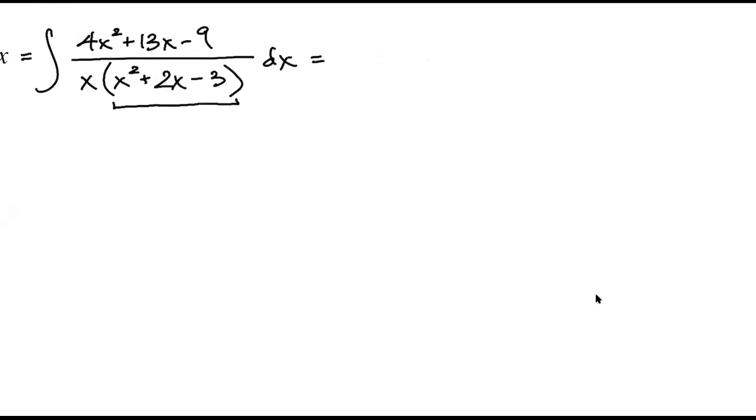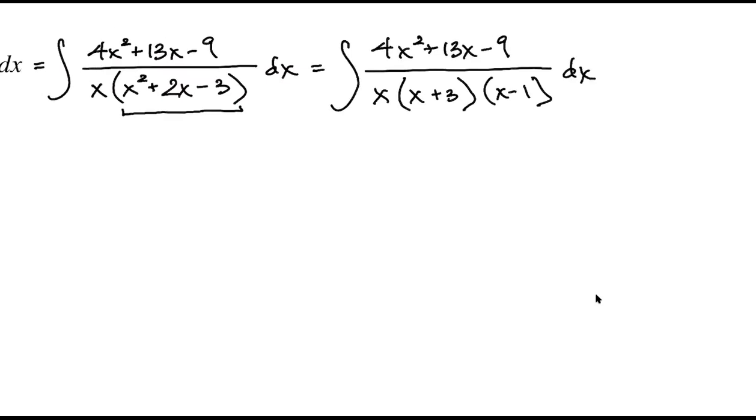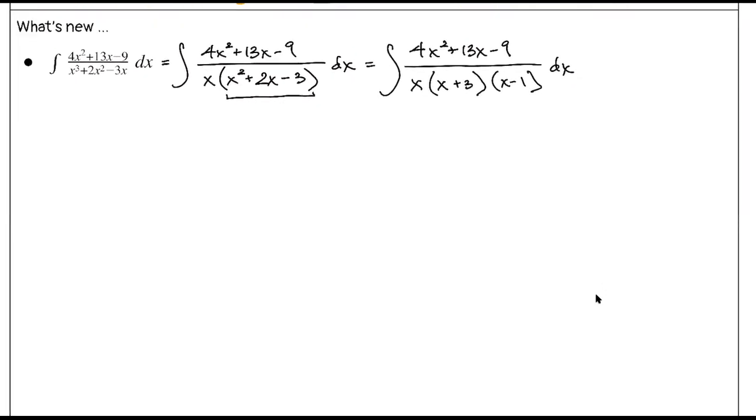And so we're going to continue factoring, and we'll get 4x squared plus 13x minus 9 over x times x plus 3 times x minus 1 dx. Okay. And so what we have here in this first line is we've started to set up for a partial fraction decomposition.